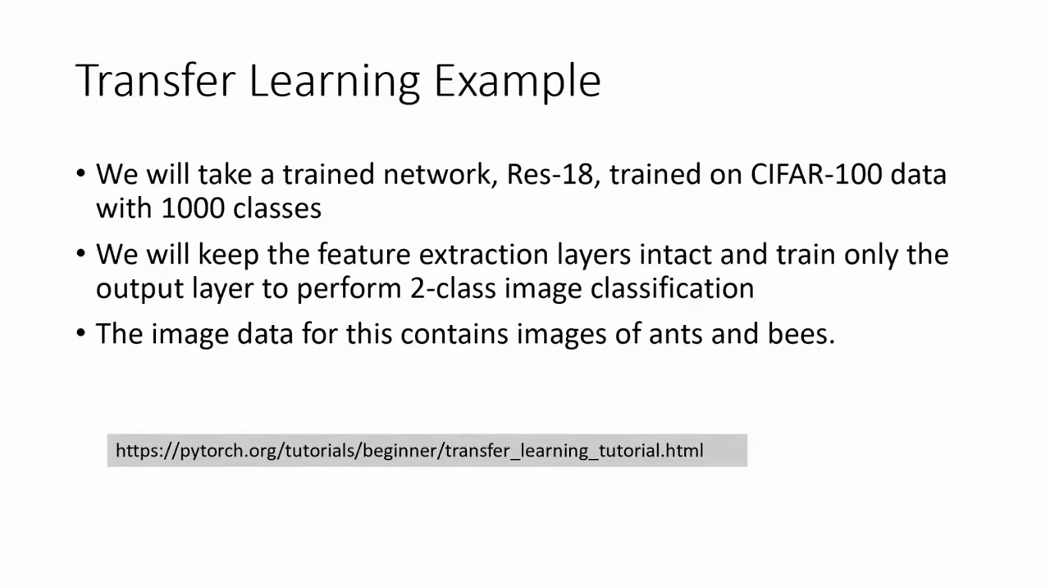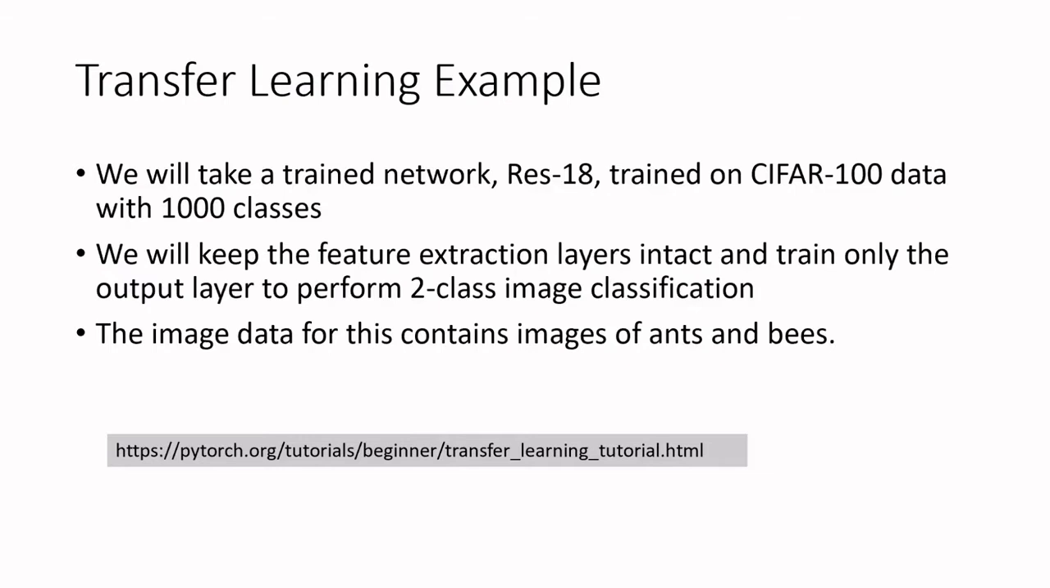What we are going to do now is we are going to go over an example of transfer learning. In this example, we will take a trained network, which is a ResNet-18 network. Remember, for this ResNet, there are several versions depending upon how many layers you have. So ResNet-18 is one of the versions which is on the lower end of number of layers in the network. So this network has been trained on a data set which has 1000 classes.